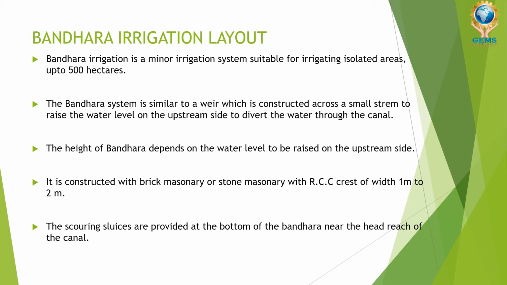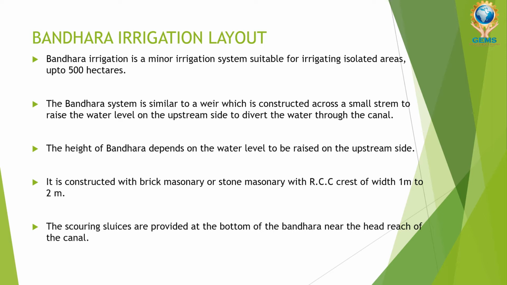Similar to that, the Bandra system also works, but it diverts. Actually, the water on the upstream side is diverted through the canal. Like the weir, the height of the Bandra depends on the water level to be raised on the upstream side. Actually, Bandra depends on the water level. This system has a major disadvantage, which I'm going to explain in an upcoming slide.